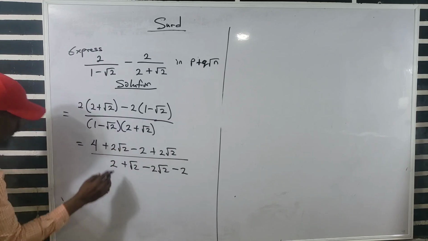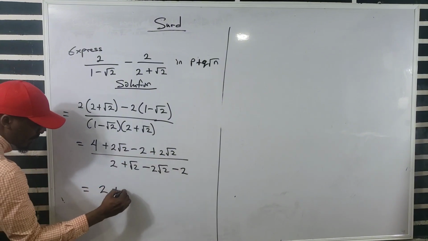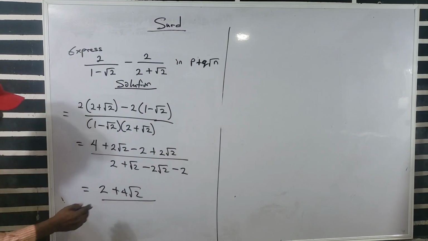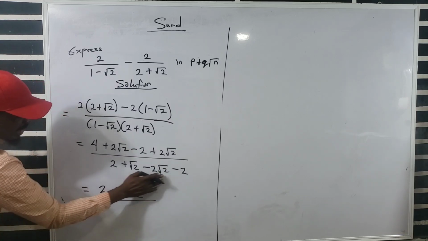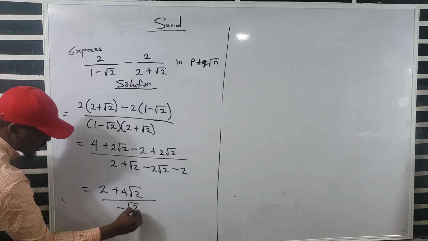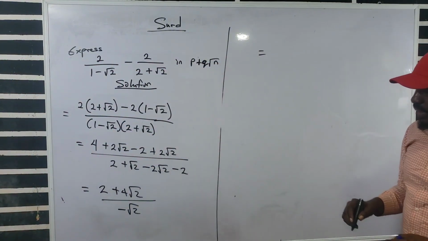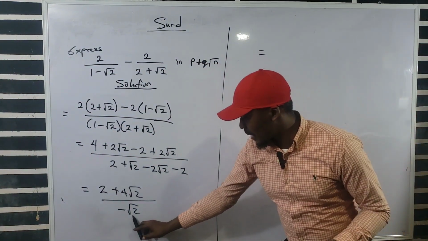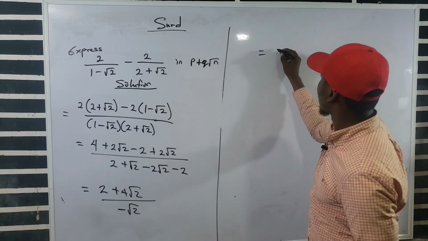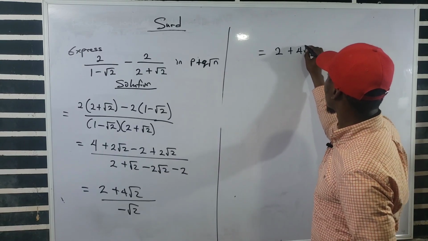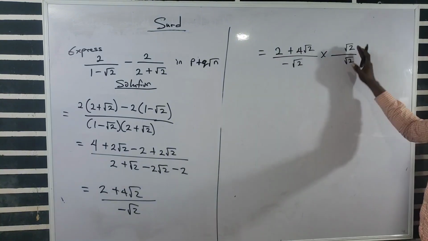That will give you 2. So 2√2 plus 2√2 will give you plus 4√2, all over this, and this will go, okay, and this will give us minus √2. All right, let's finish it up here. We can see our minus here, so we need to remove this. So that will give us 2 plus 4√2 over minus √2 times √2 over √2.